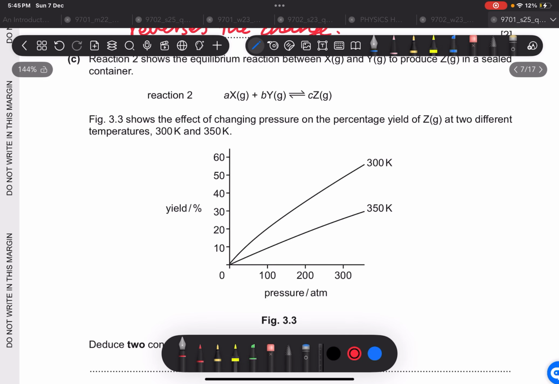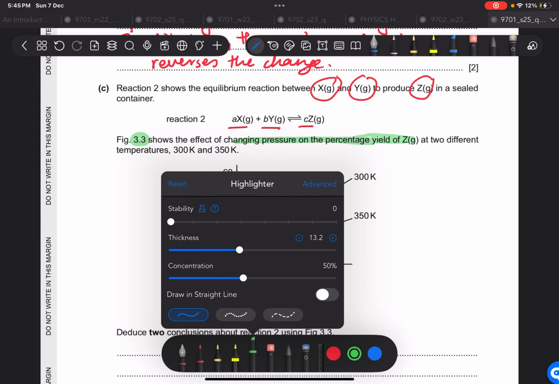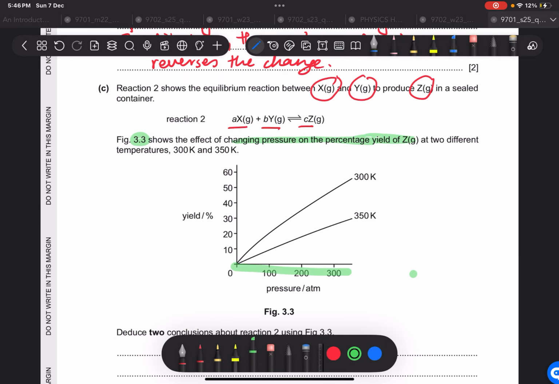Okay. Over here, reaction 2 shows the equilibrium reaction between X and Y to produce Z in a sealed container. You have X, you have Y, you have Z. Figure 3.3 basically shows the effect of changing the pressure on the percentage yield of Z. Now over here you can notice one thing, that pressure along this line is increasing. When you increase the pressure, what's happening? The yield is increasing, the graph is going up in both. So you know that when you increase pressure, the yield of Z increases.